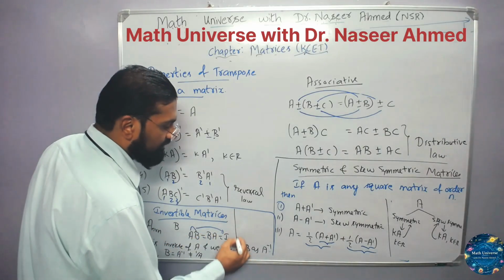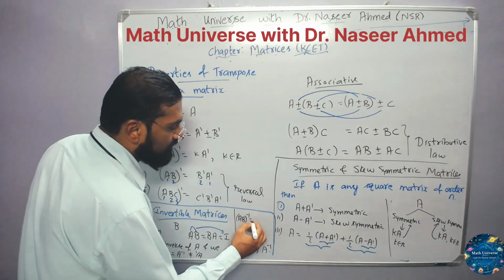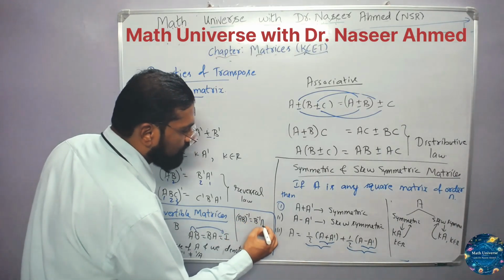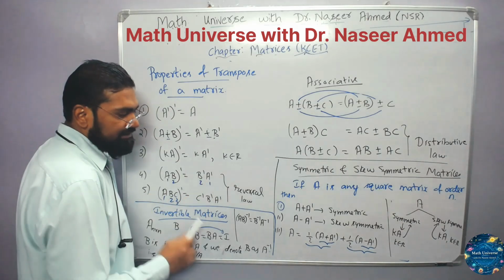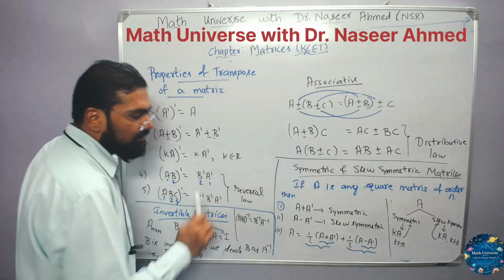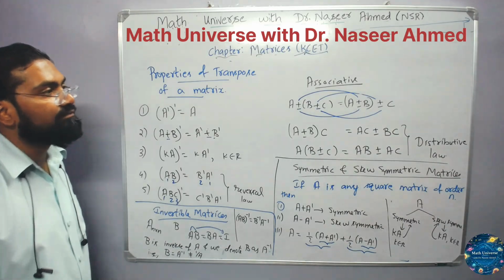And lastly, one more thing: (A into B) whole inverse is B inverse into A inverse. Same as with the transpose, the order is getting exchanged. In the invertible case also the order will get exchanged. Okay, kindly make a note.